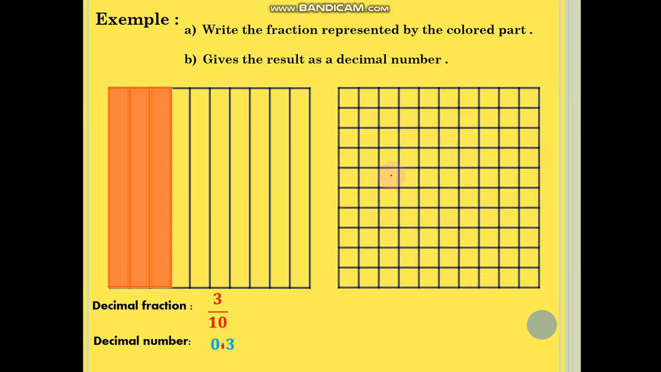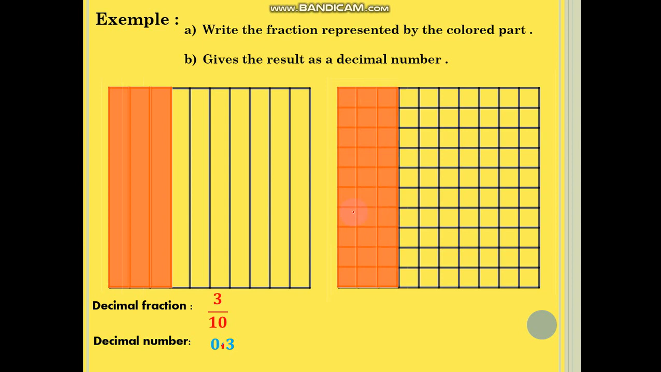Here I have the same form, but it's divided into more parts. Here I have 100 parts. Let's see how many parts are colored in this. Here I have 10, 20, 30. I have 30 over 100. 30 from 100 are colored. So I have 30 parts colored from 100 parts.